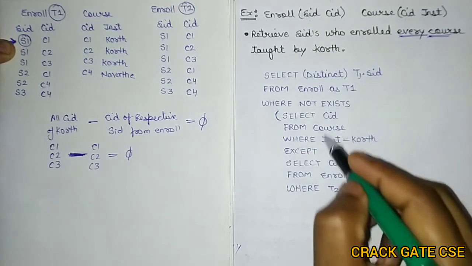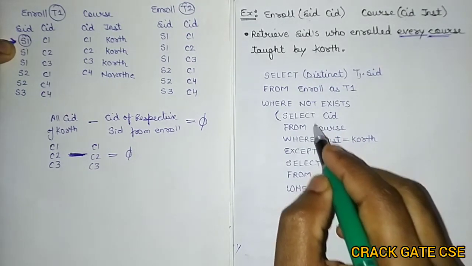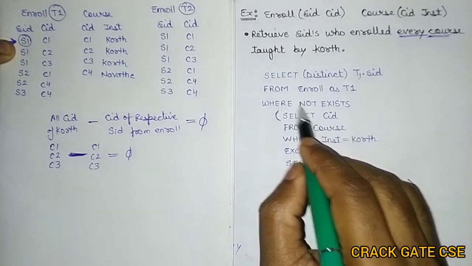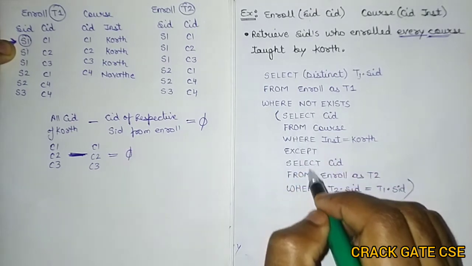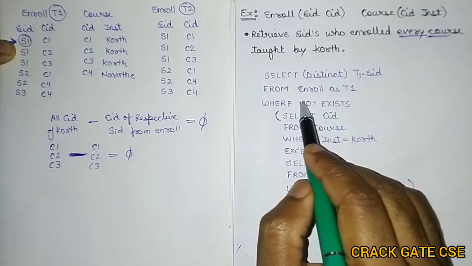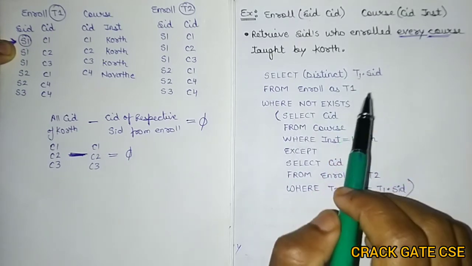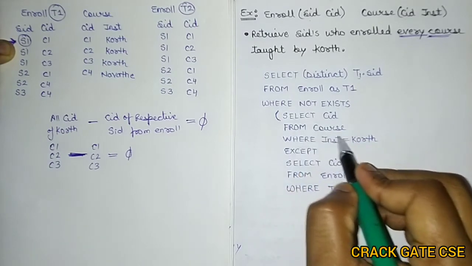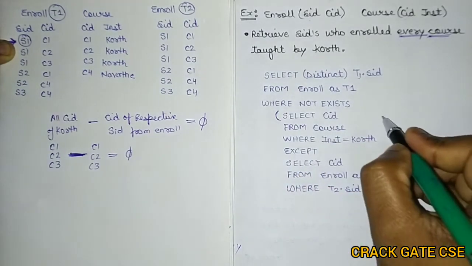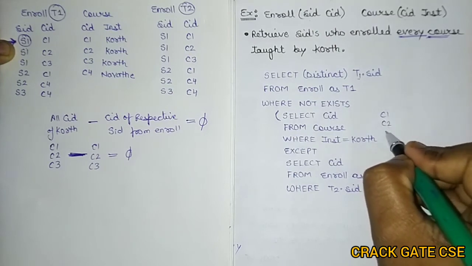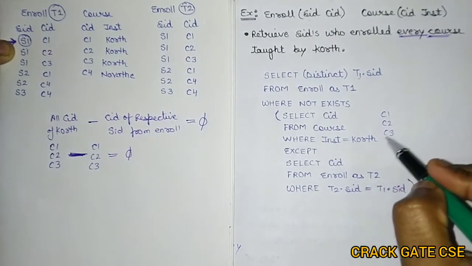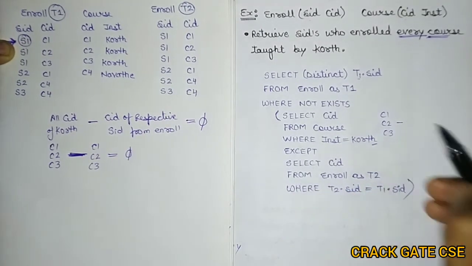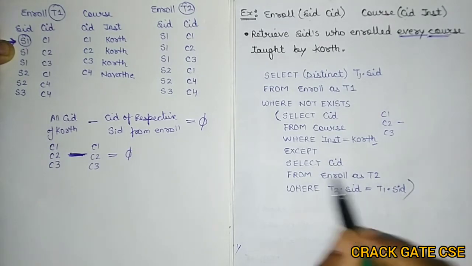Now we have to check this inner query. If the result of this inner query is null, that means if there is no value existing in this particular subquery, then this NOT EXISTS will be true. Then we have to select this student ID. So I have to check for this S1. So come here: select course ID from course where instructor is equal to course. So what will be the different values? C1, C2, C3 are the three course IDs where instructor is course. So we will tell here EXCEPT, which is nothing but the subtraction. Select course ID from enroll as T2.